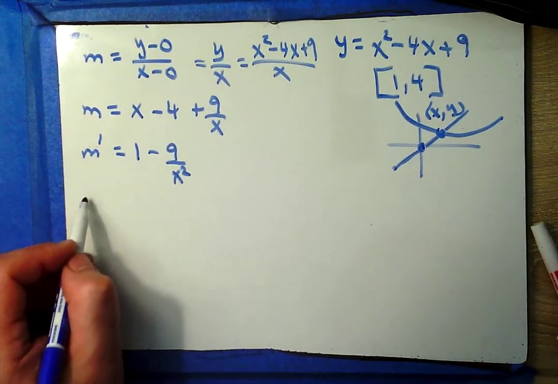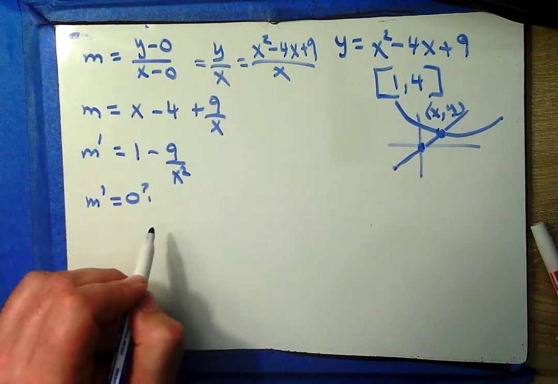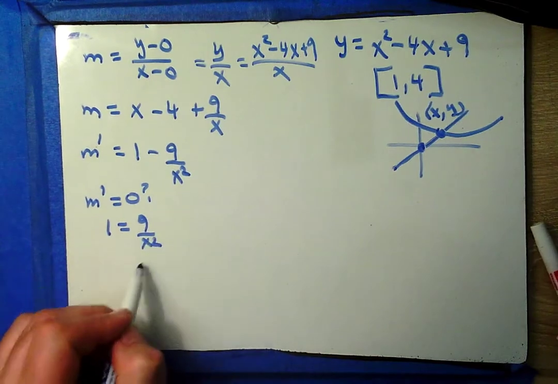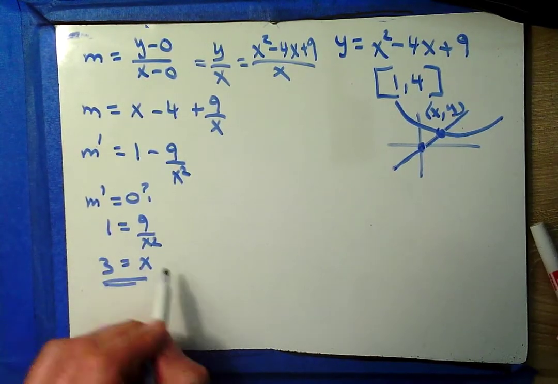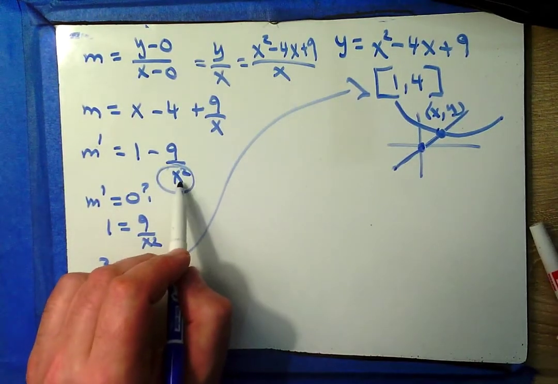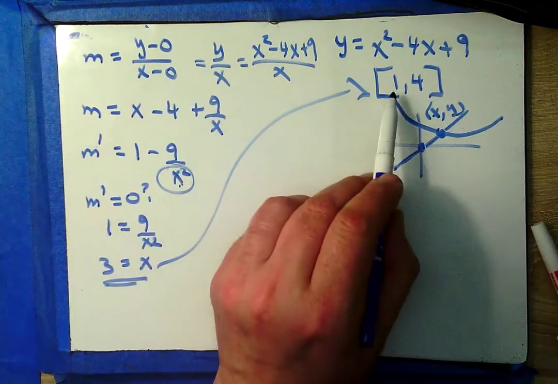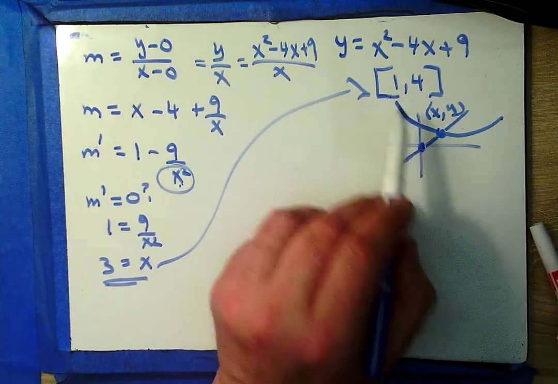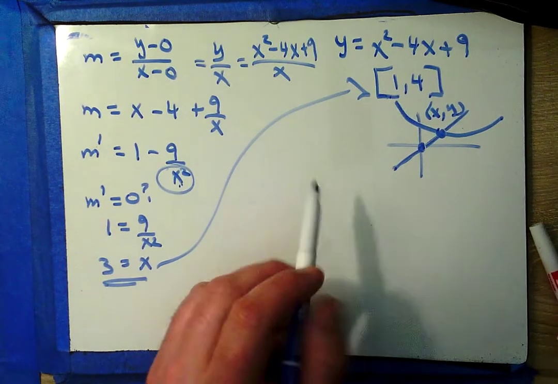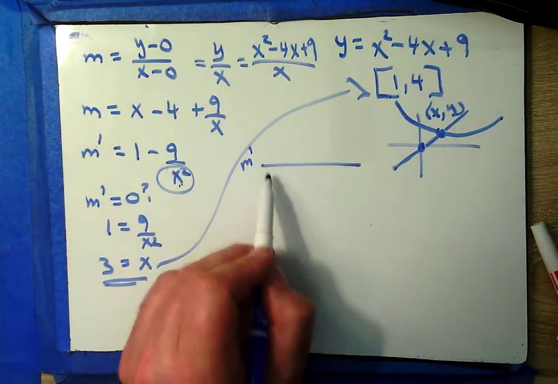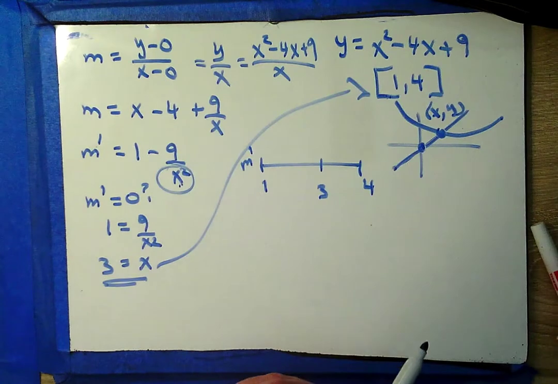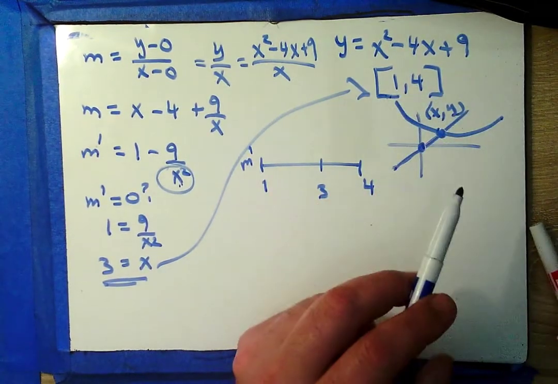And when is m prime equal to 0? Well, I got 1 equals 9 over x squared, or x equals 3, which is on that interval. Now, I see at x equals 0, slope is undefined, but that's also outside my boundary, so AP is making it so I don't have to worry about this undefined derivative at all. So I've got an m prime sign chart, and I want 1 and 4 and 3 on it. 1 and 4 because they gave me a bounded interval.